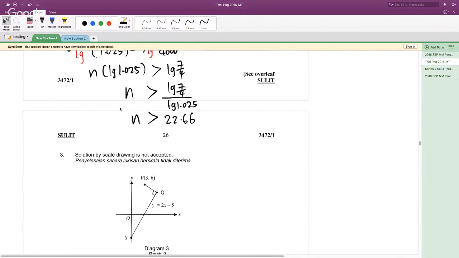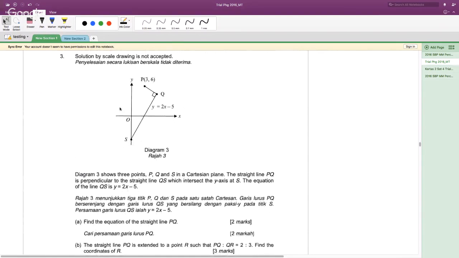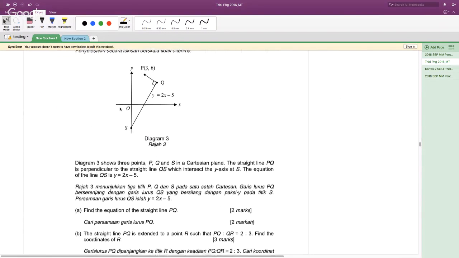So let's move on to question number 3 here. Solution by scale drawing is not accepted, obviously. Diagram 3 shows three points P, Q, and S in the Cartesian plane. The straight line PQ is perpendicular to the straight line RS. We see the 90-degree symbol over there, which is here. QS intersects with the y-axis, and the equation of QS is given.